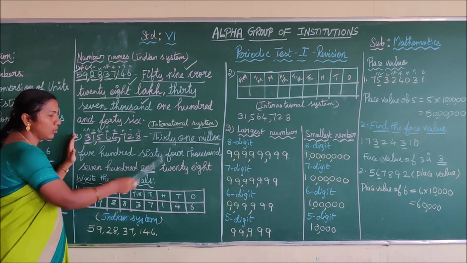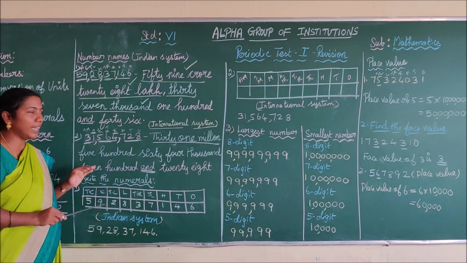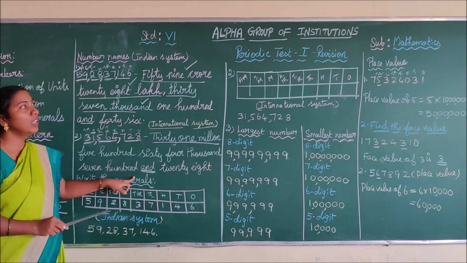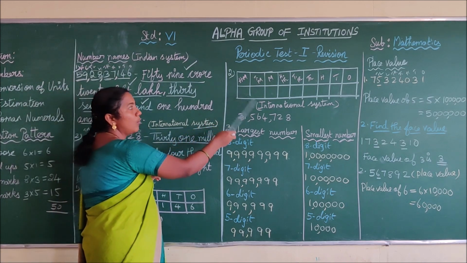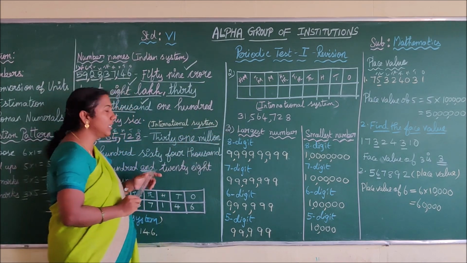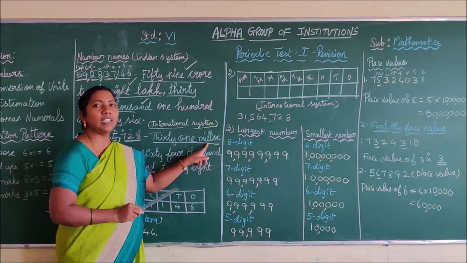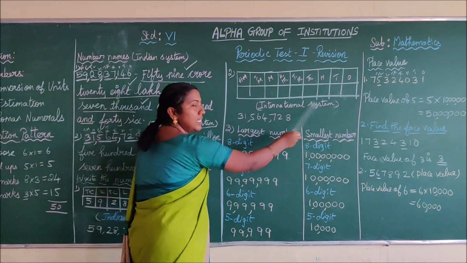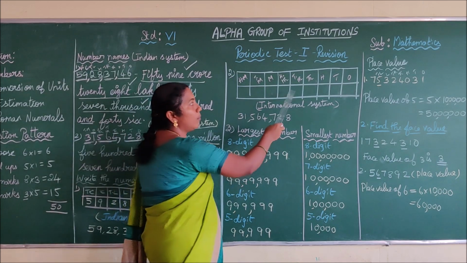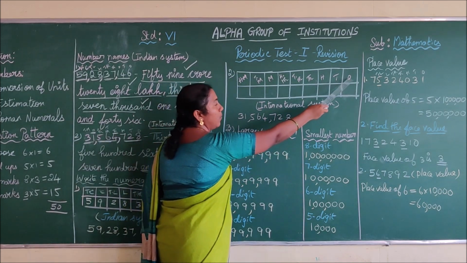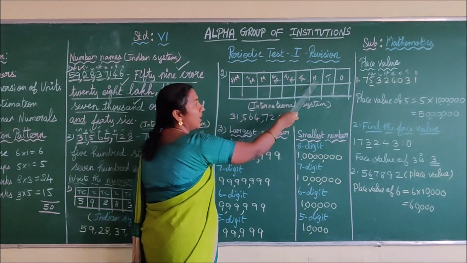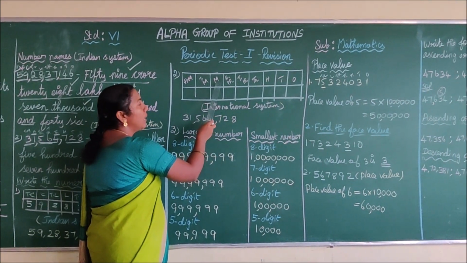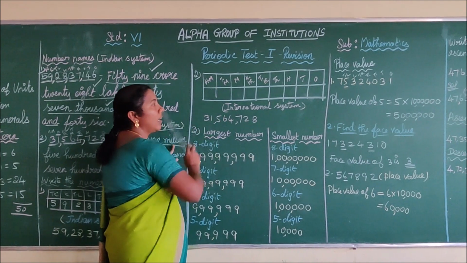Now this is our question. Now we are going to write this number using this number name. See here. First we have to identify what type of system it is. Here we have the clue word, that is million. So we have to write it in the international system, and we have to draw the box and write the place values: ones, tens, hundreds, thousands, ten thousands, hundred thousands, million, ten million, hundred million.